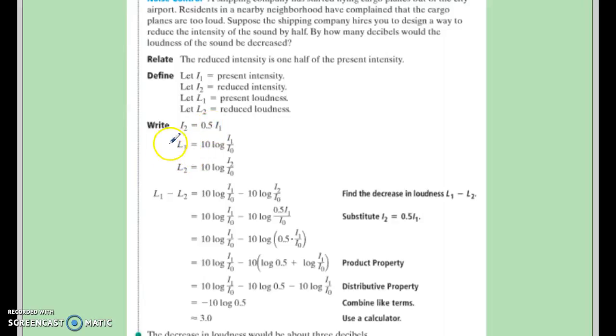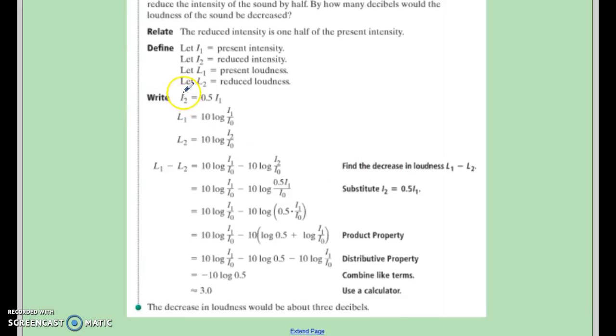I also know that the loudness is equal to 10 log of the initial intensity over I sub 0. That's just our given for when we're looking at sound. And the second loudness, what I want it to be, uses the same equation, except it's I sub 2. I need to separate these out, so I'm going to have L1 minus L2, which is what I'm looking for. And I have 10 log of I1 over I sub 0 minus 10 log of I2 over I sub 0. So this is my decrease in the loudness.